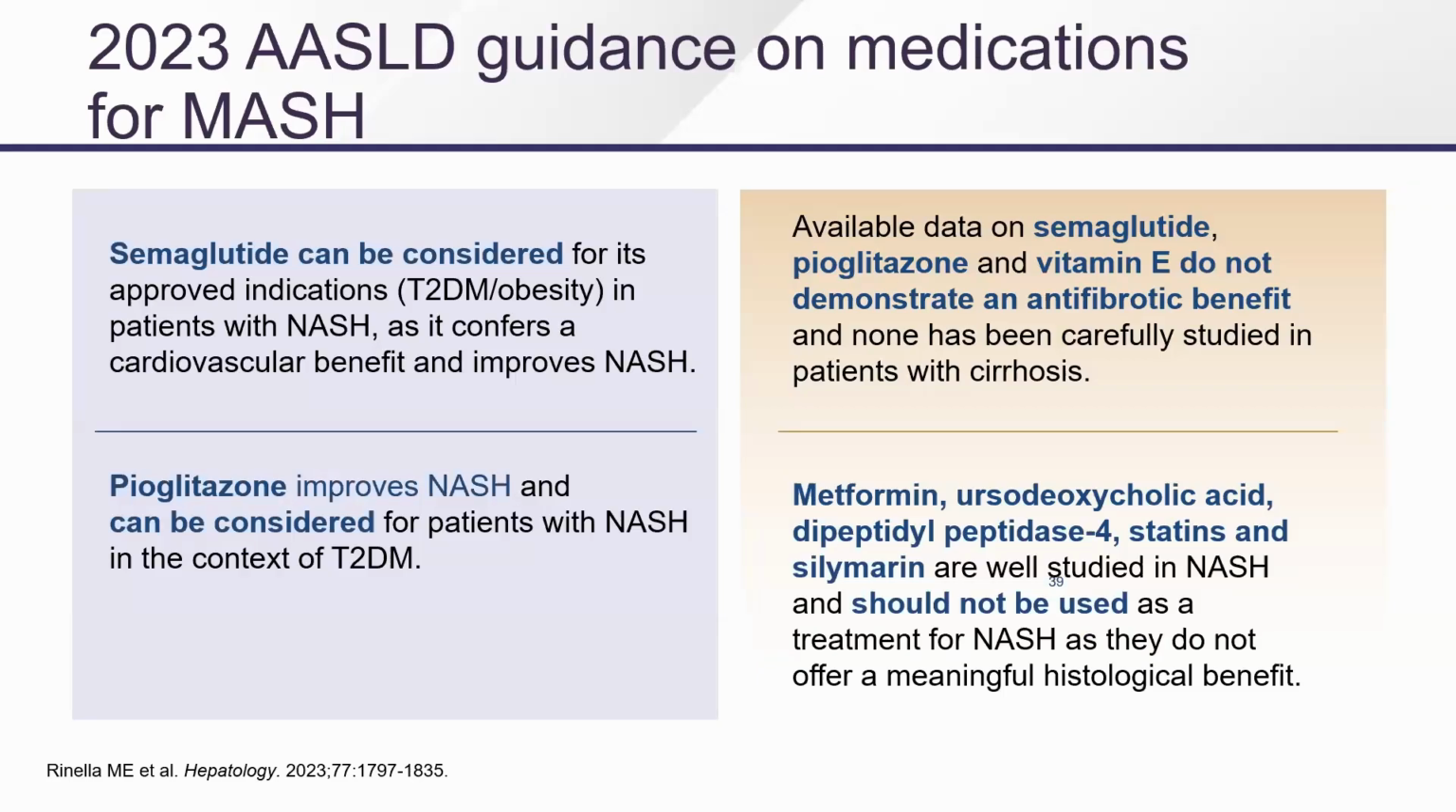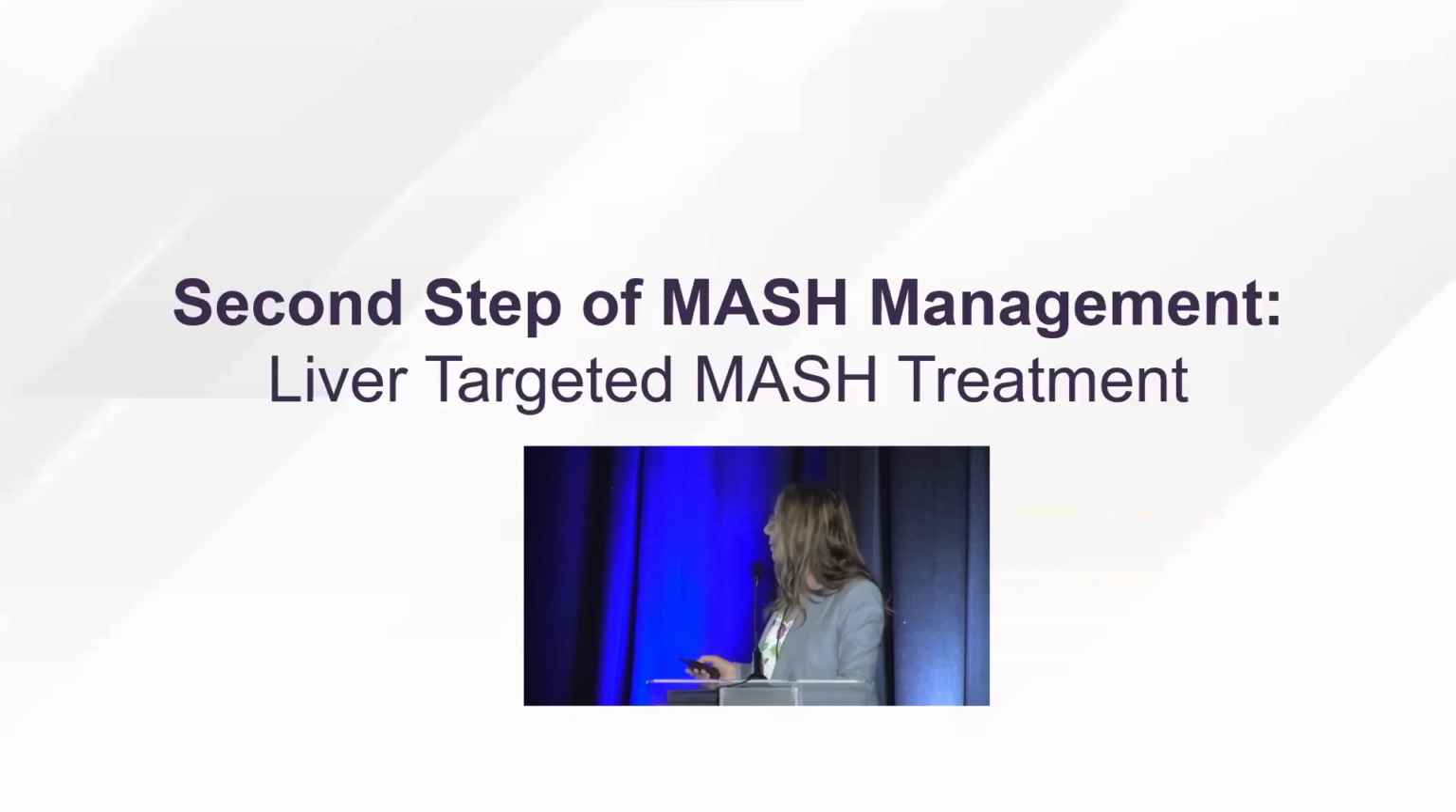2023 AASLD guidance, which is probably rapidly aging, so I'm not going to spend a whole lot on this slide, except to point out that metformin, urso, statins, and my favorite one, silymarin, are not well studied in NASH and should not be used in treatment for NASH, as they do not offer meaningful histological benefit. So this is what we should not recommend to patients.